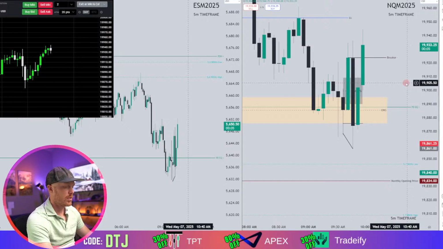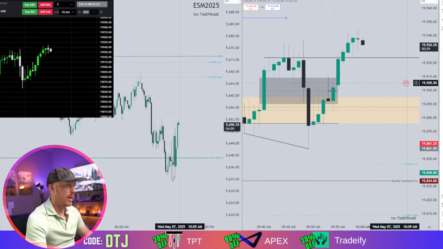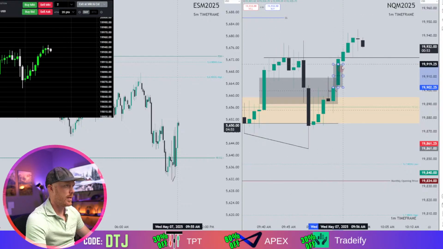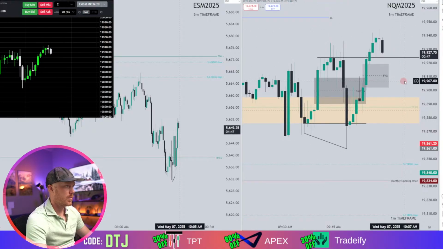And then that's also going to be 10 o'clock, so I have a new 4-hour candle. All right, so there we go. Really, what I would be looking at is price to wick down into this fair value gap to go long. That's what I would like.